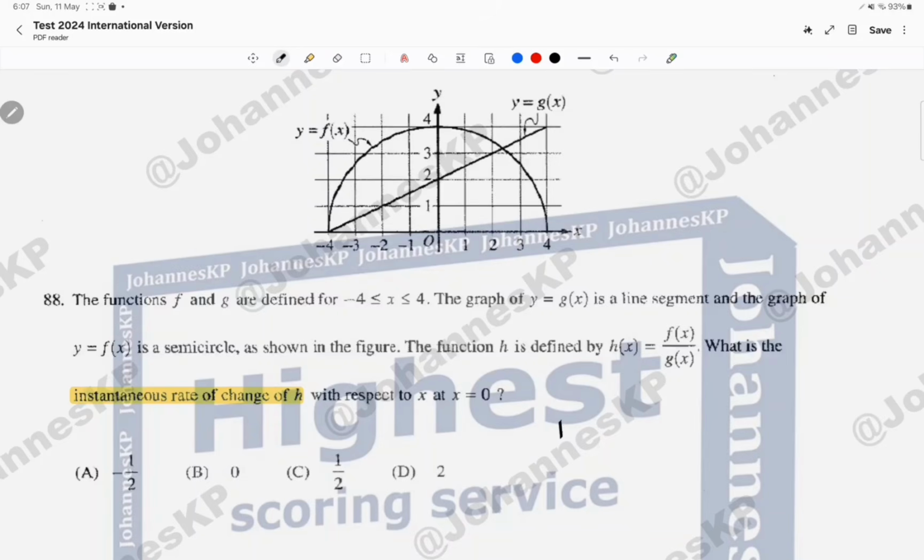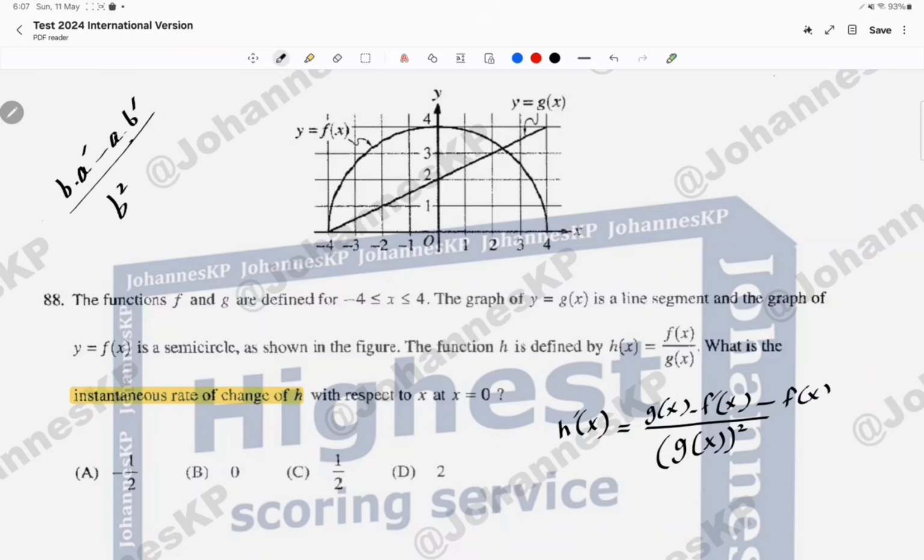Yes. So h prime, you have to use the quotient rule. Do you know what that is? It's the bottom squared, b times a prime minus a times b prime. So we're going to do g of x squared, g of x f prime of x minus f of x g prime of x, and instead of the x, put 0.